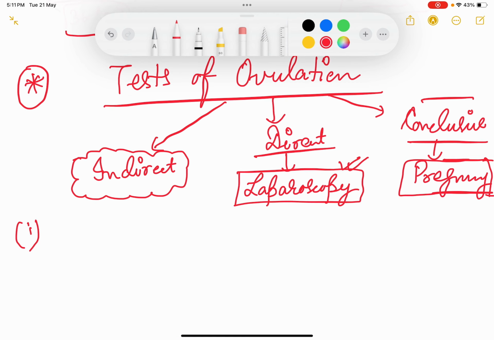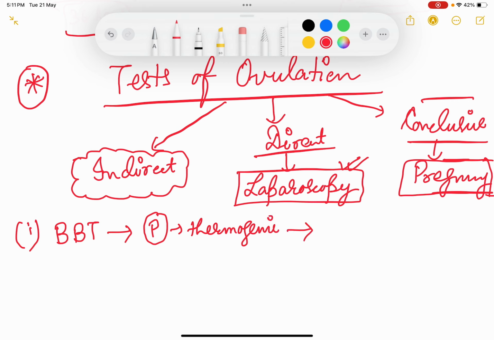Number 1, there is a change in basal body temperature, BBT. There is a change in basal body temperature because the progesterone hormone is thermogenic. Progesterone hormone से temperature body का बढ़ जाता है. कितना बढ़ता है temperature? 0.5 to 1 degree Fahrenheit or 0.25 to 0.5 degrees Celsius increase in temperature occurs after ovulation, which is maintained for the rest of the cycle.